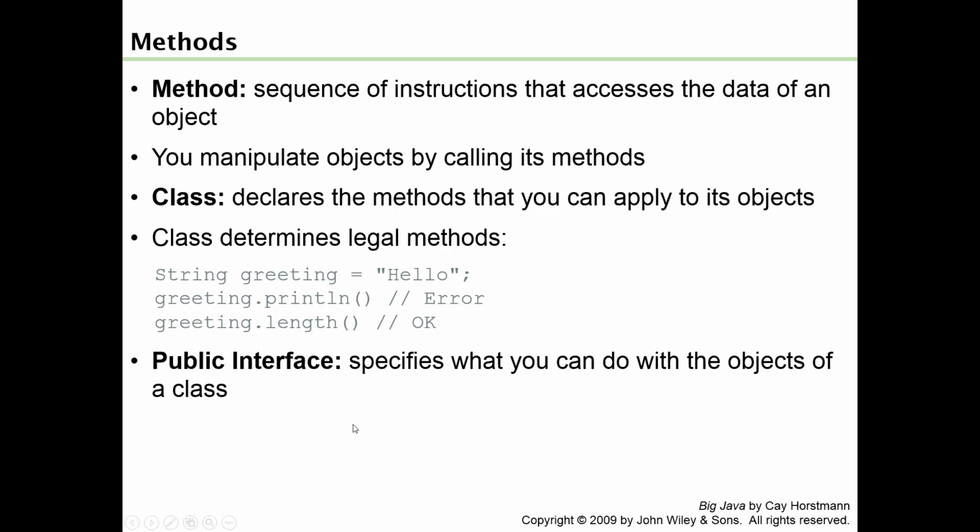Now each class specifies what's called a public interface. These are the ways that you can call methods in the class, and it shows you how your program can use the object or use the class to solve a problem. And you do that through its public interface.